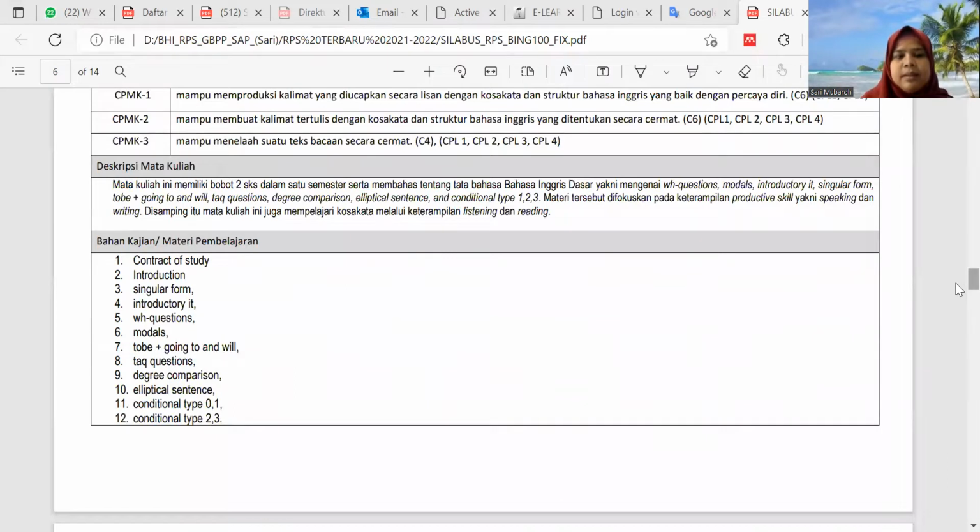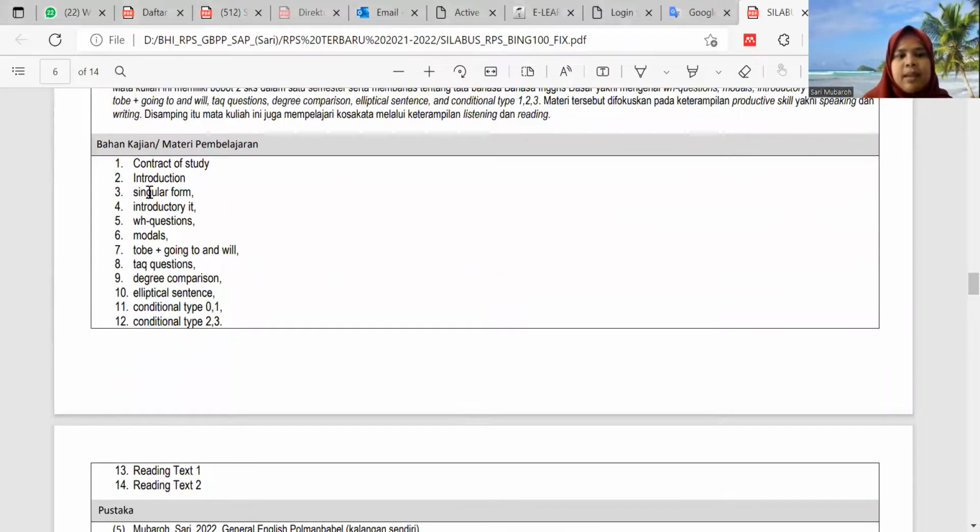So this one. I will divide you into 14, sorry, not 14, but 12, without contract of study introduction. There will be 12 groups. You are going to be divided into 12 groups. So it means each group contains 2 or 3 people, only 2 or 3 people.